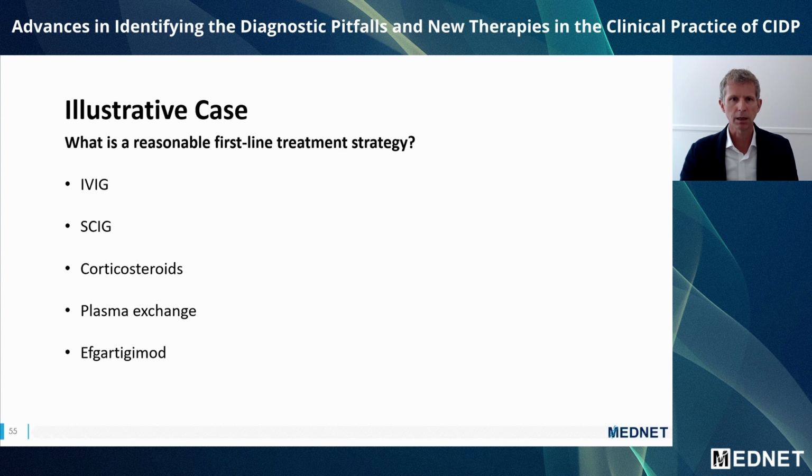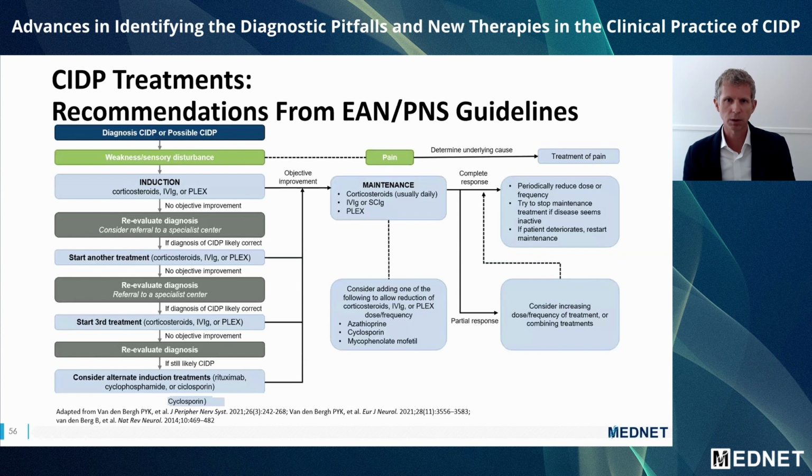Well, let's go through each of these and talk about what the evidence is that informs their use in CIDP, and then some pros and cons of each. One important resource is, of course, the EAN-PNS guidelines, the same guideline that Dr. Cable talked about earlier with diagnosis. That guideline also contains a wealth of information about treatment, and about how to think about these treatments sequentially as we work through different treatment protocols with patients with CIDP.